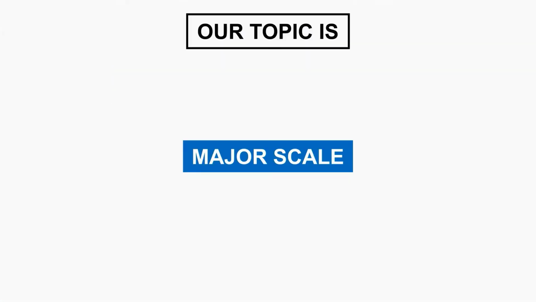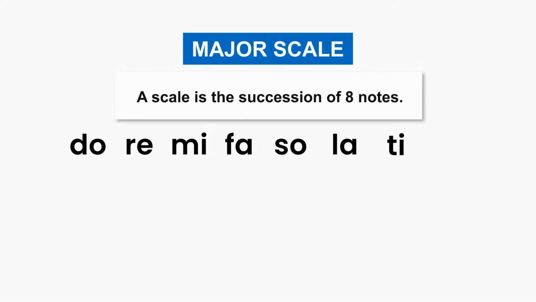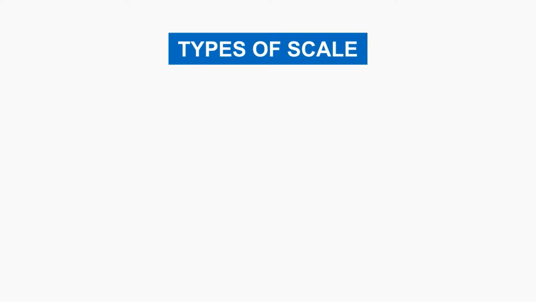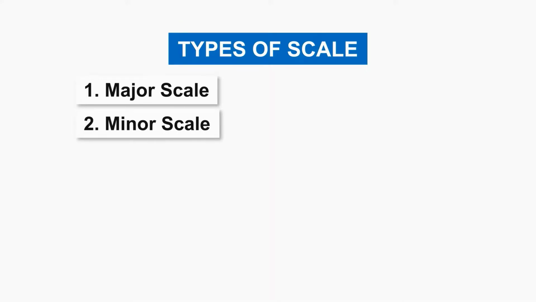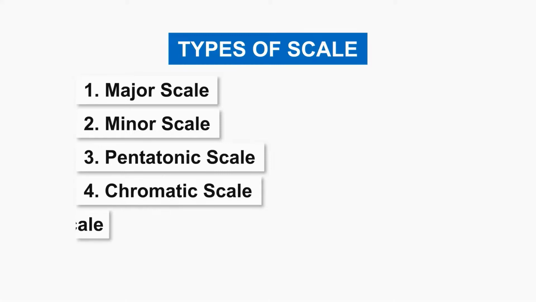Major scale. A scale is a succession of 8 notes, that is, do, re, mi, fa, sol, la, ti, do. Types of scale. Number 1, major scale. Number 2, minor scale. Number 3, pentatonic scale. Number 4, chromatic scale. And number 5, diatonic scale.